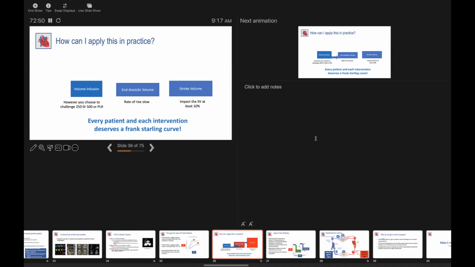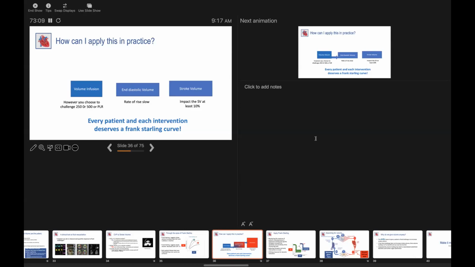Passive leg raise gives the patient his own volume from his legs, and when you put the legs down, the volume returns to the legs. Passive leg raise, or you're giving a 250 cc volume bolus. Okay, so you're giving, it's not really a bolus, it's a challenge. You're going to give that volume in less than 3 minutes. It's a challenge, it's not a bolus.